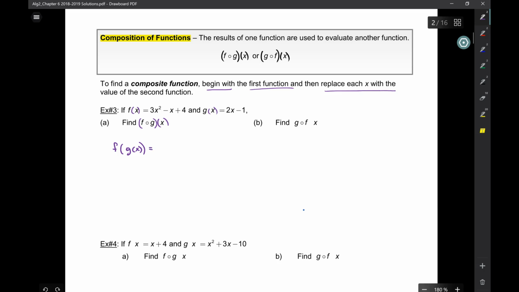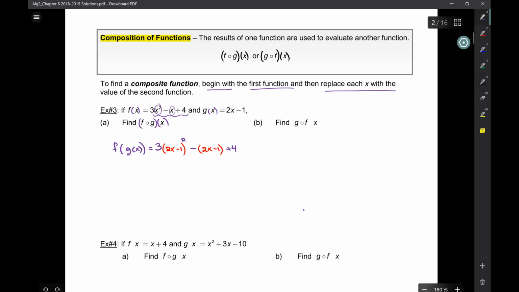So what's going to happen here? Inside my f of x, what am I going to put in for all the x's? 2x minus 1, right? So this is f of x. Wherever I see an x, I'm going to put in g of x. So 3 times 2x minus 1 squared minus 2x minus 1 plus 4. Oh, so you're replacing.